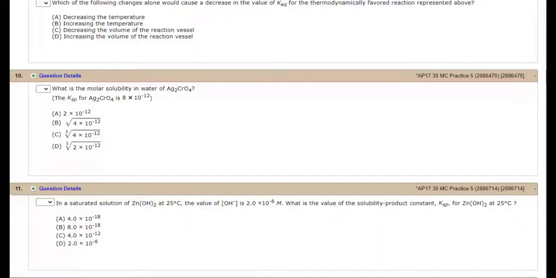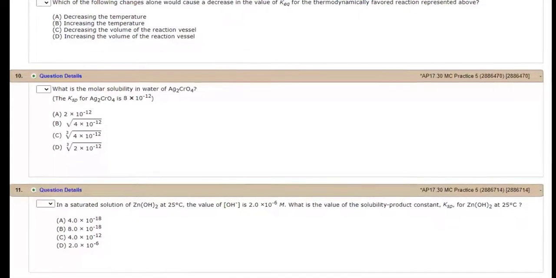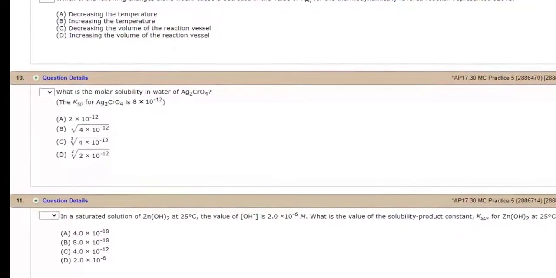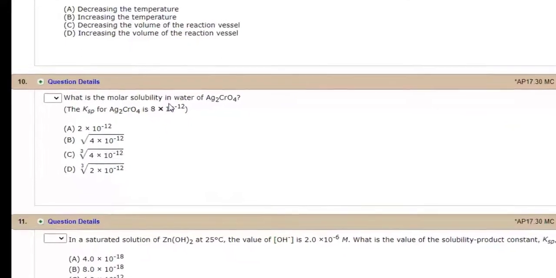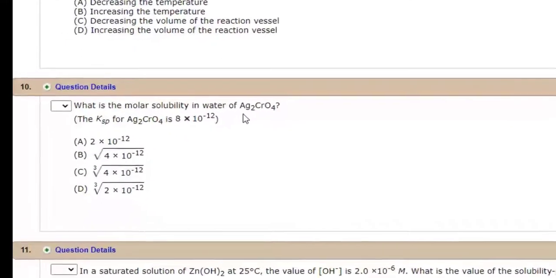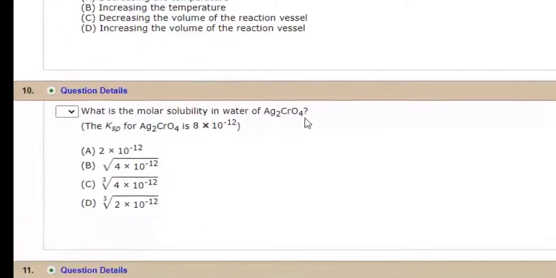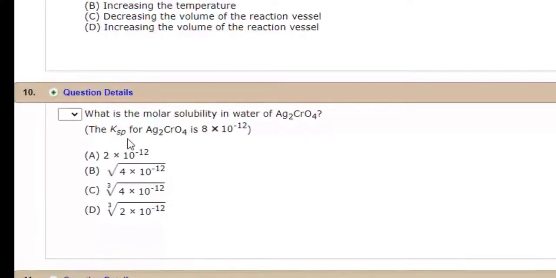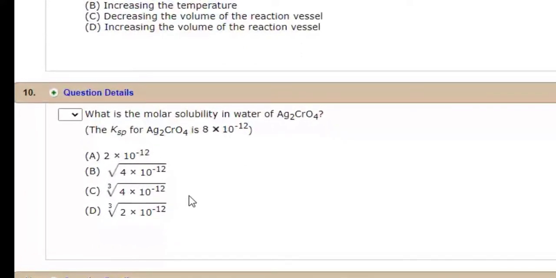So here we've got problem number 10 on practice exercises 5. This is the question: what is the molar solubility in water of the ionic compound silver chromate? And they give us the solubility product for it, and they give us 4 choices.